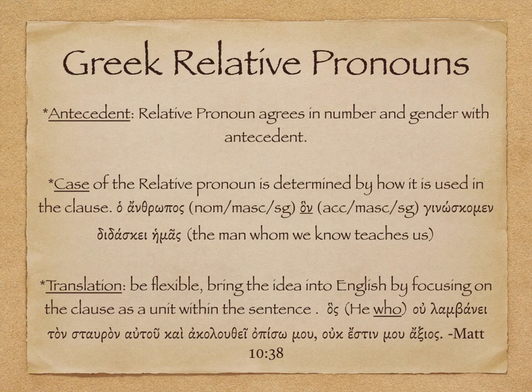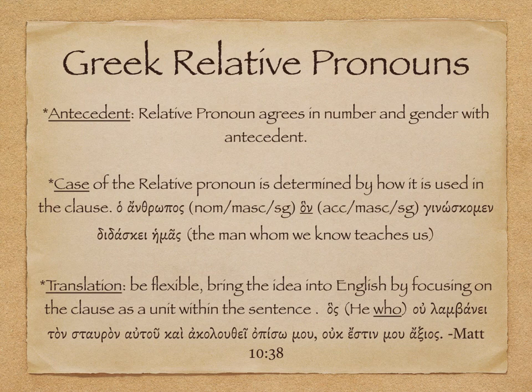How is that? Because if we think of hon ginoskomen as a relative clause, whom we know, we recognize that hon is the direct object of ginoskomen. We know him. Therefore, because of how it's functioning in the clause, as a relative pronoun, hon needs to be accusative. That is the case of the direct object.